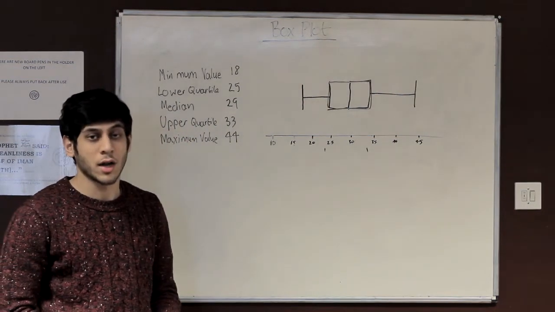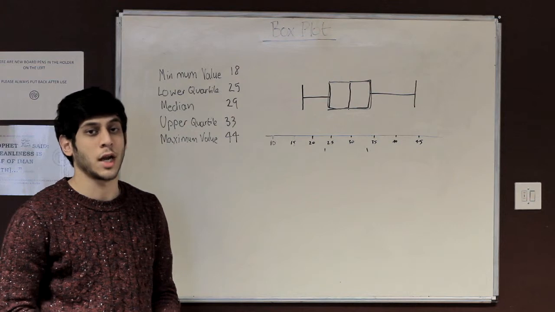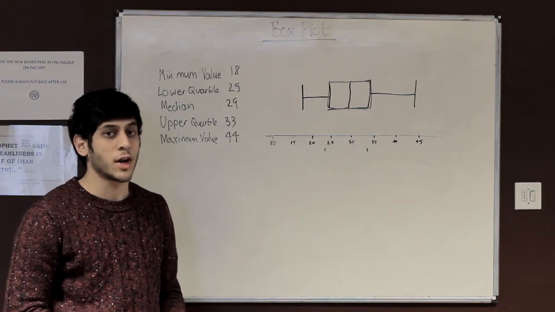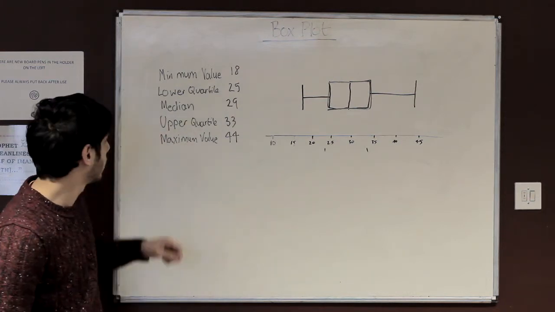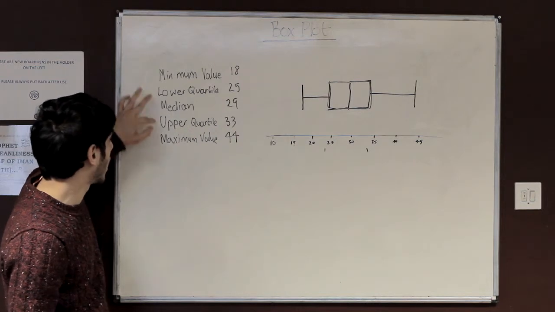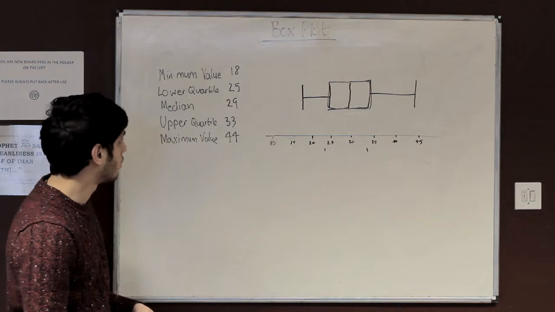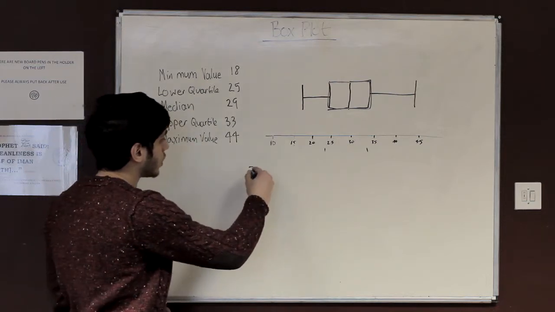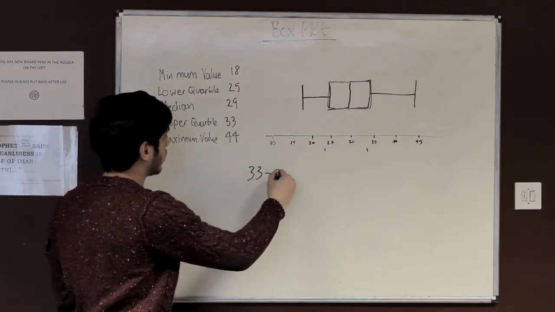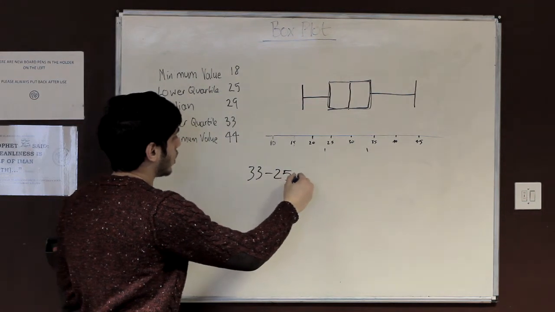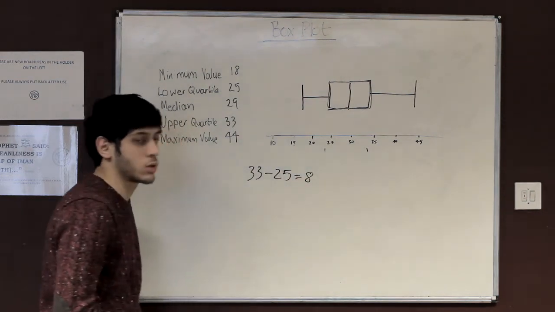Sometimes in the question they might ask you to find out your interquartile range. And to find out your interquartile range, you just need your upper quartile and your lower quartile. So in our case it's 33 and 25. And to find out your interquartile range, all you'd have to do is just 33, take away 25, and your answer is 8, and that's your interquartile range.